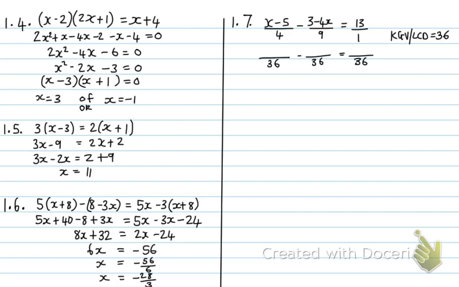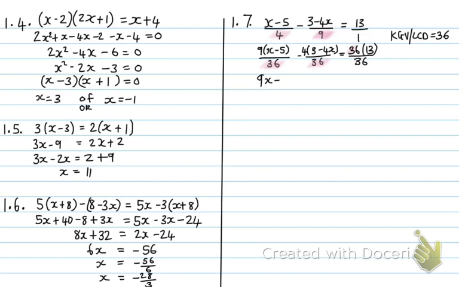Okay, now I ask myself, what do I do to 4 to get to 36? I multiply by 9. So I'm going to say 9 and in brackets x minus 5. What do I do to 9 to get to 36? I multiply by 4. So it's 4 and in brackets 3 minus 4x. And on the other side, I have 1. To get to 36, I multiply by 36. So it's 36 times 13. And what I do now is I leave out the denominator, because when all the denominators are the same in an equation, then I can leave them out. So I get rid of the fraction.